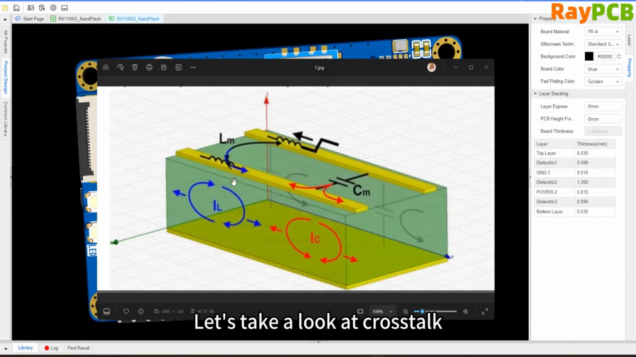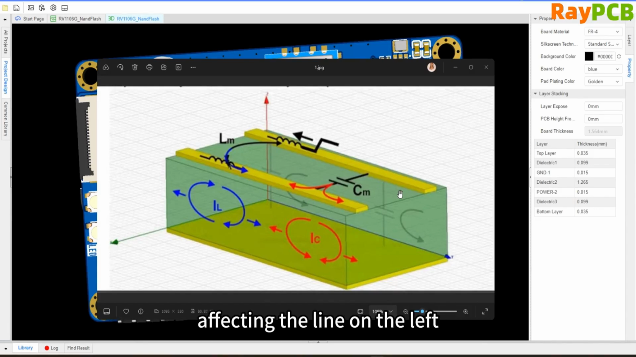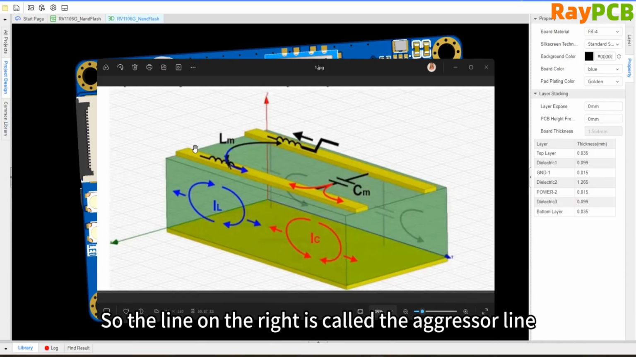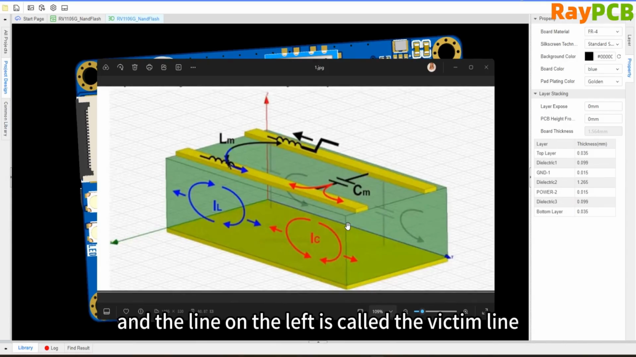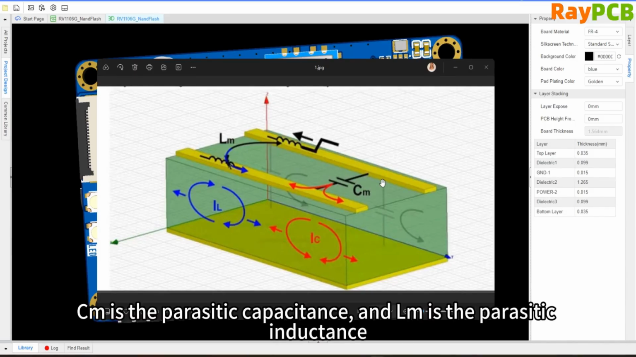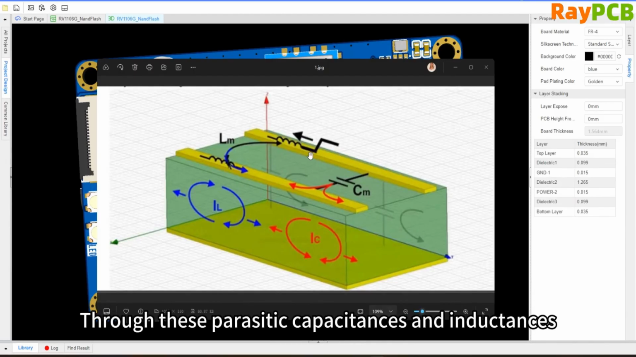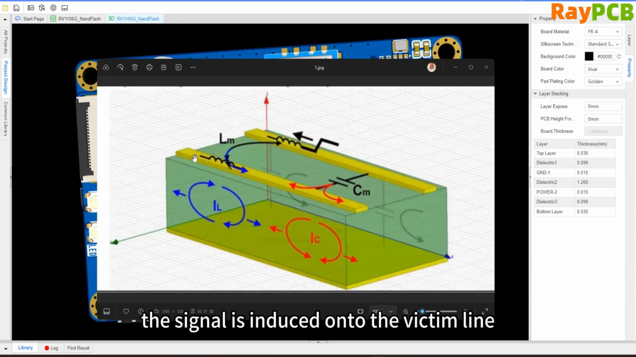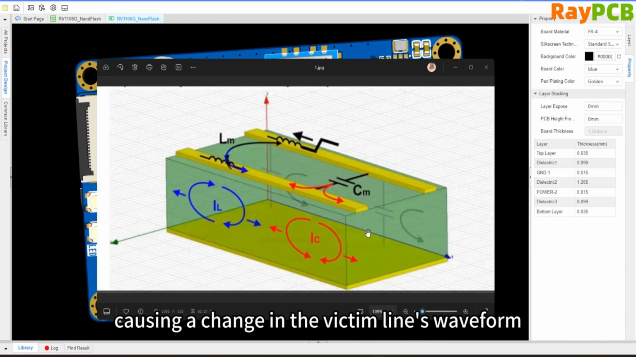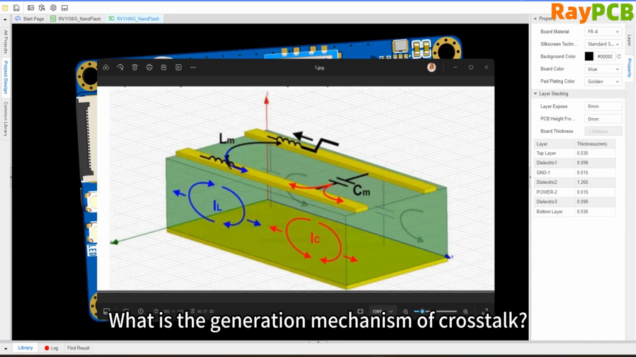Let's take a look at crosstalk. The line on the right carries a signal which generates some electromagnetic signals that affect the line on the left. The line on the right is called the aggressor line, while the one on the left is called the victim line. It transmits through this parasitic capacitance, CINM. In fact, parasitic capacitance and parasitic inductance are not actual components, but rather are formed inherently. Through these parasitic capacitances and inductances, the signal is induced onto the victim line, causing changes in the waveform of the victim line. So, what is the mechanism behind the generation of crosstalk?